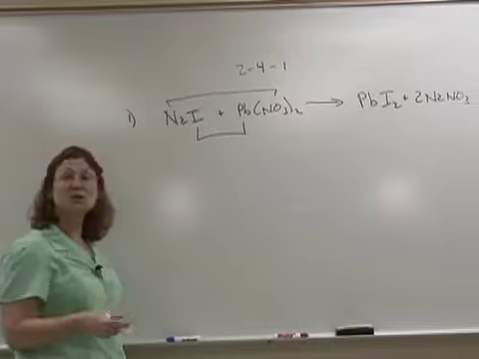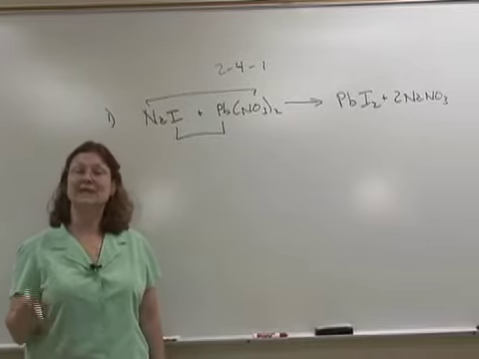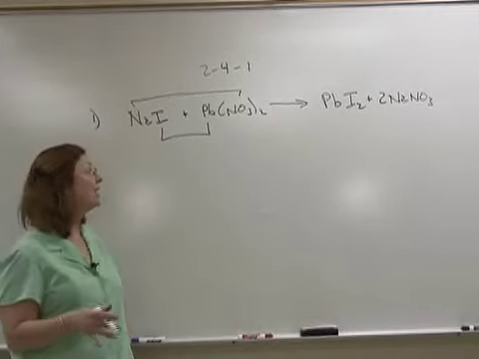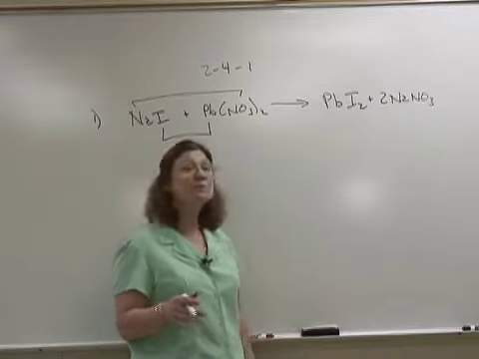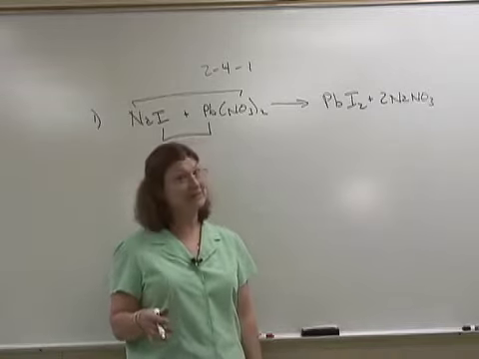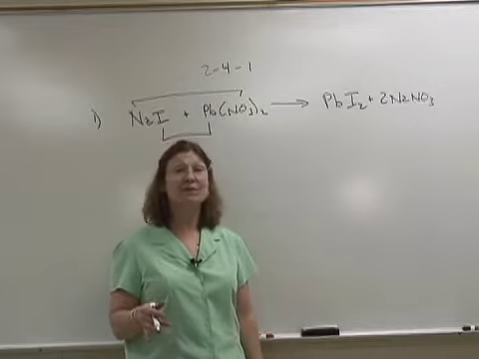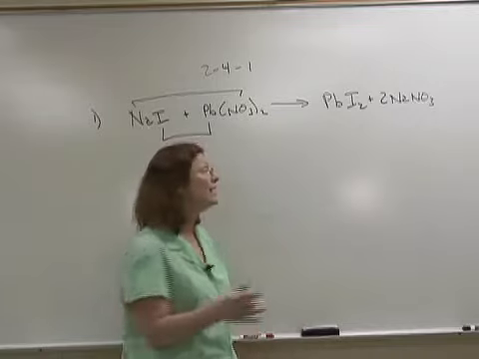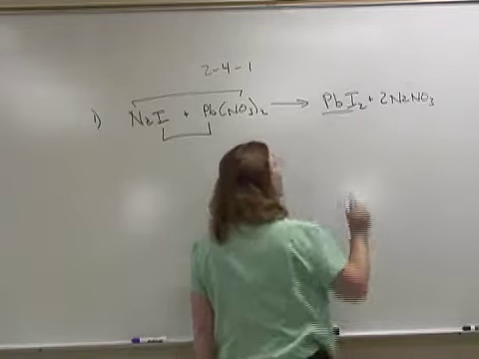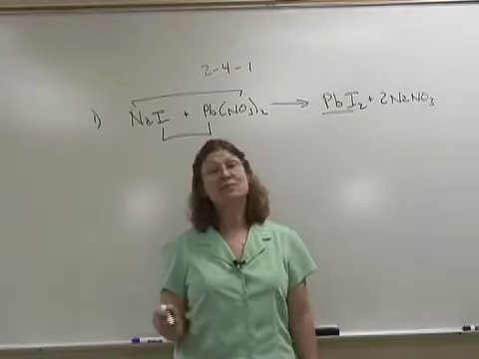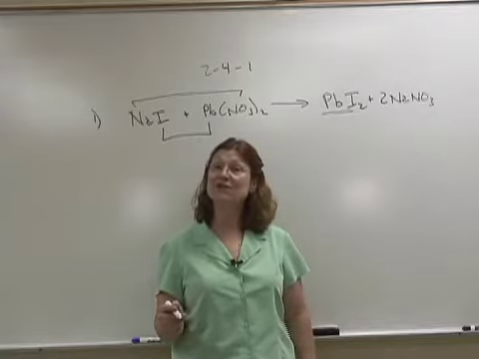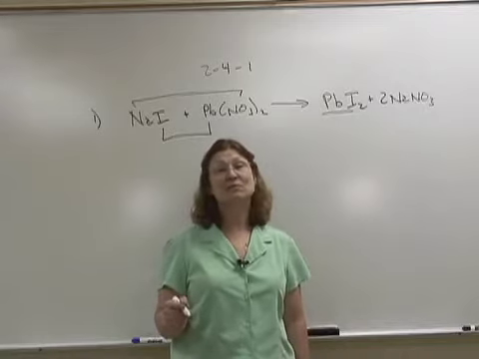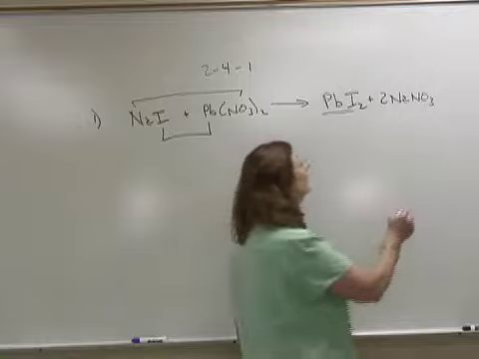Now, I need to look on my table of solubilities at the negative position. And iodides are soluble primarily, except for lead is an exception. And therefore, lead 2 iodide is my solid. And when I look at nitrates, nitrates are always soluble. They're one of the dateless dudes, those nitrates. They never combine to form a solid, and therefore it is aqueous.